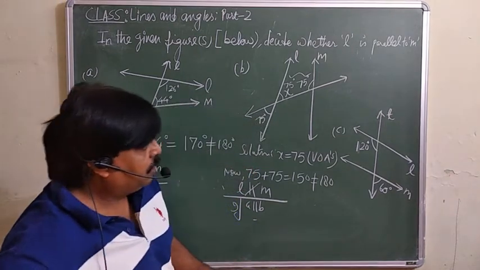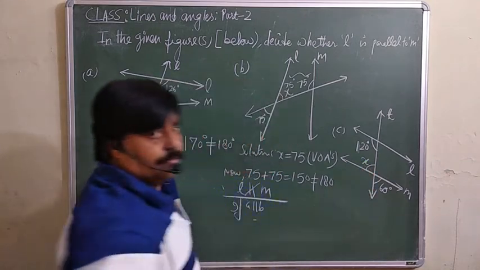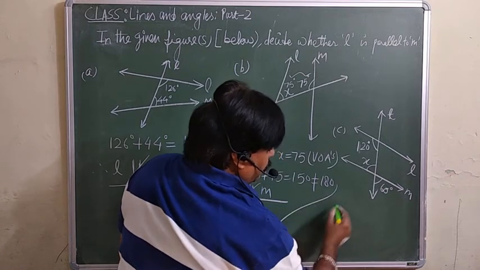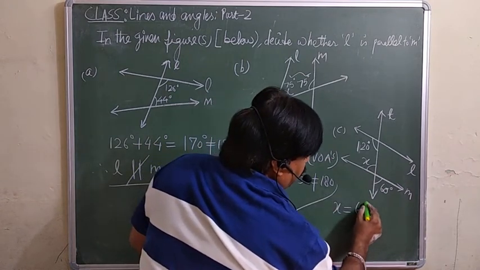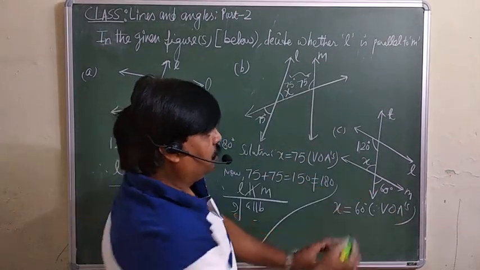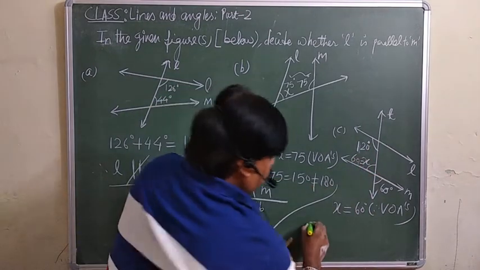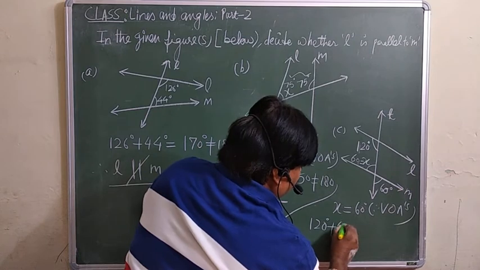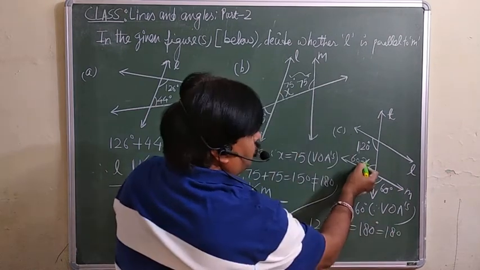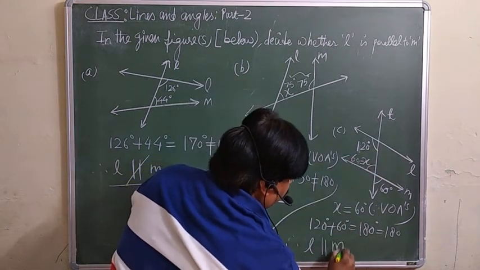Now you can take this third case. Look here. Let's suppose this is X. You want to check whether these two are parallel or not. So first of all, X will be equal to 60 degrees, by the vertical opposite angles. This is 60, and this is also equal to 60. Now you can add these two. So 120 plus 60 is equal to 180. So the sum of these two is equal to 180. Therefore you can say L is parallel to M.